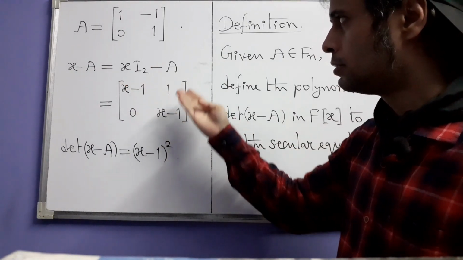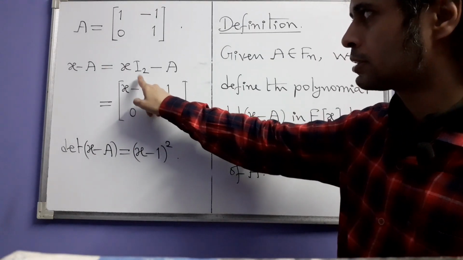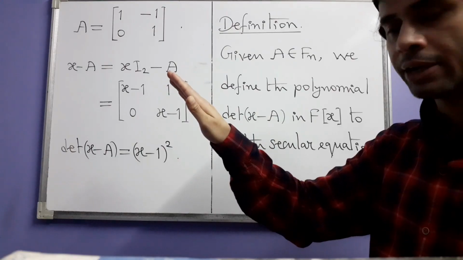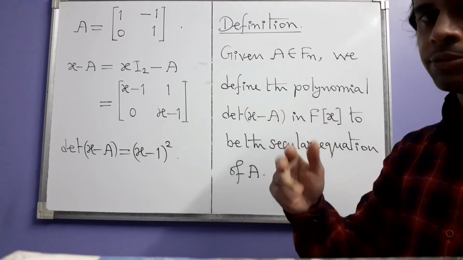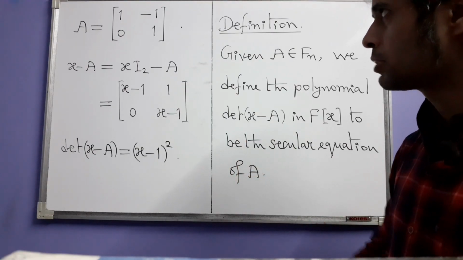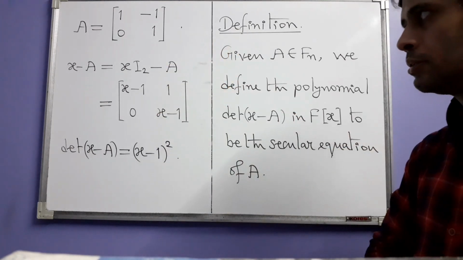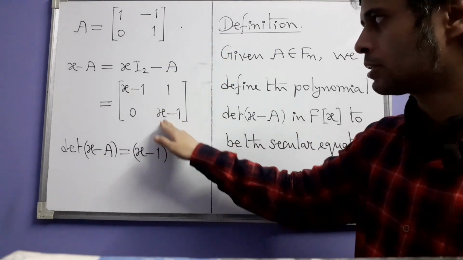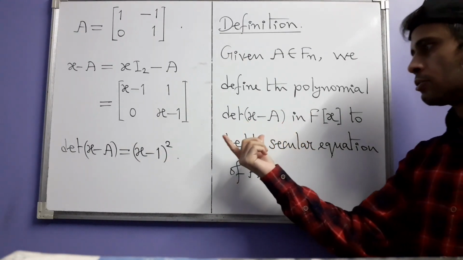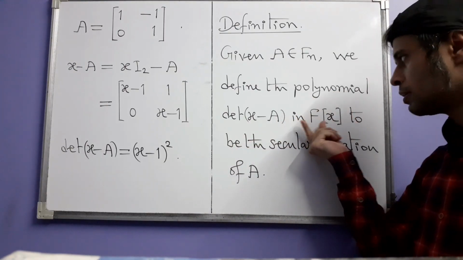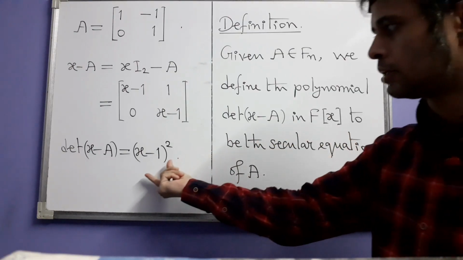And if you calculate this thing, this is what you get. What is x I2? x I2 will be that diagonal matrix where the leading diagonal has both its entries equal to x. Elsewhere, of course, it's 0. From that you subtract A, and this is what you get. The determinant of this, you can apply your school formula, this times this minus this times this, is (x minus 1) whole square. So that's how this is a polynomial in this polynomial ring F[x], (x minus 1) whole square.